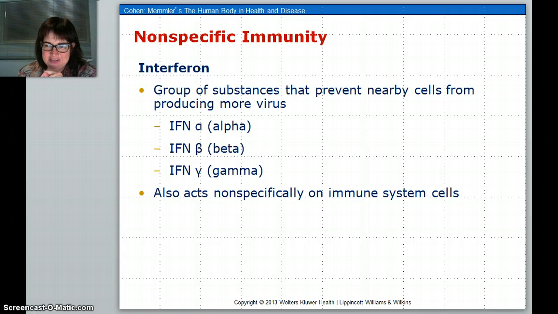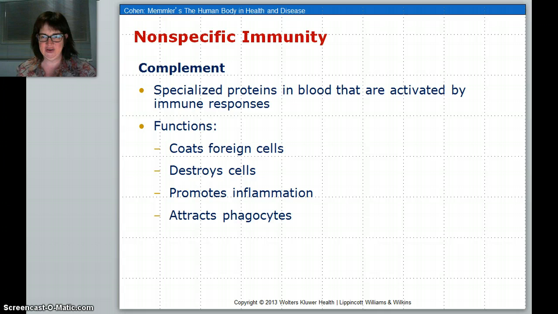Then there is a chemical called interferon. Interferon is a group of substances produced by white cells that will prevent cells from producing more viruses. You just need to know the definition of interferon. You don't need to know that there's alpha, beta, and gamma. It is all non-specific, so anything that isn't normal will affect interferon.